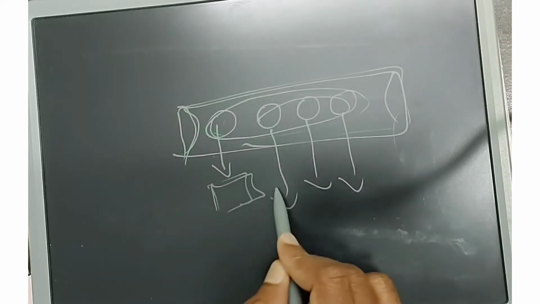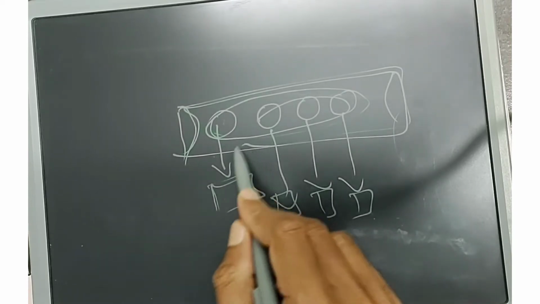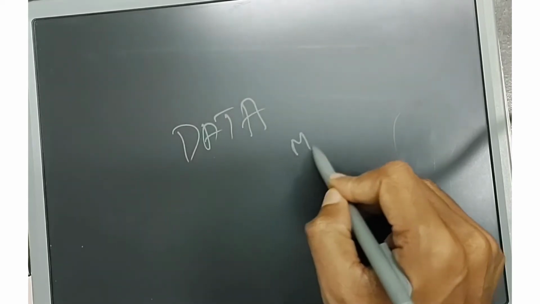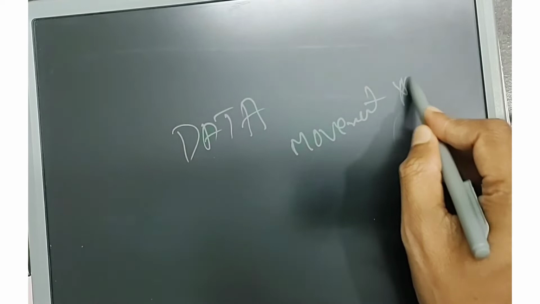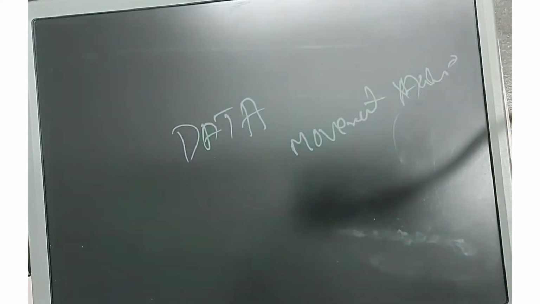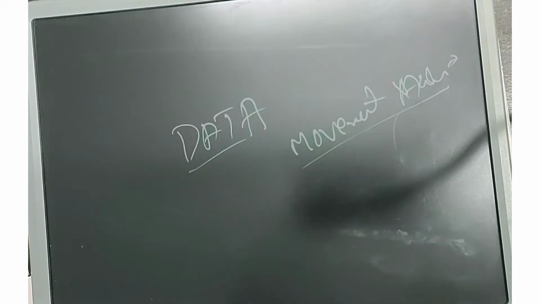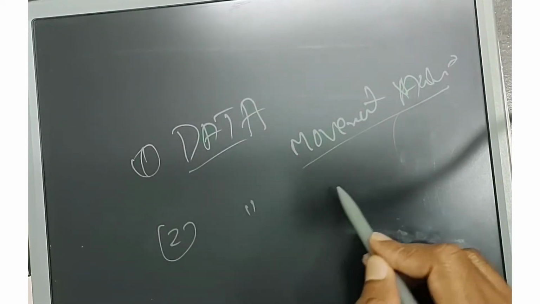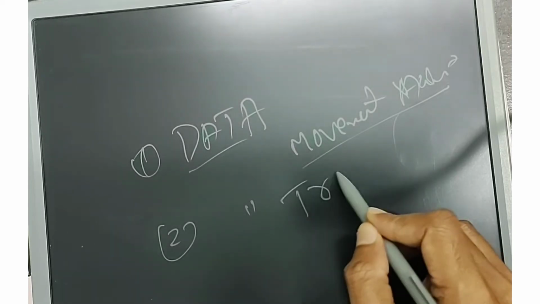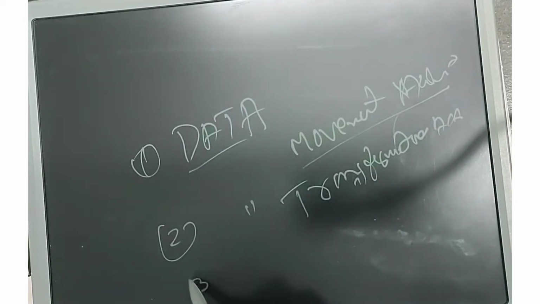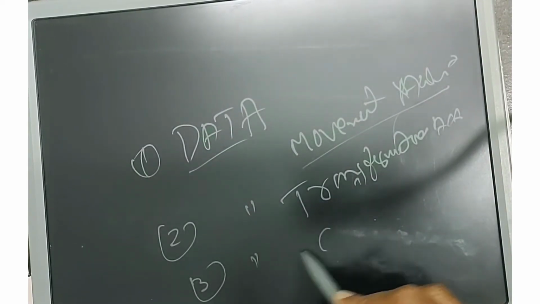So we have three different types of activities. First one is data movement activities. From one source to destination, whenever you want to move the data from one place to another location, we will use data movement activities. Second one is data transformation activities. Third one is control activities.